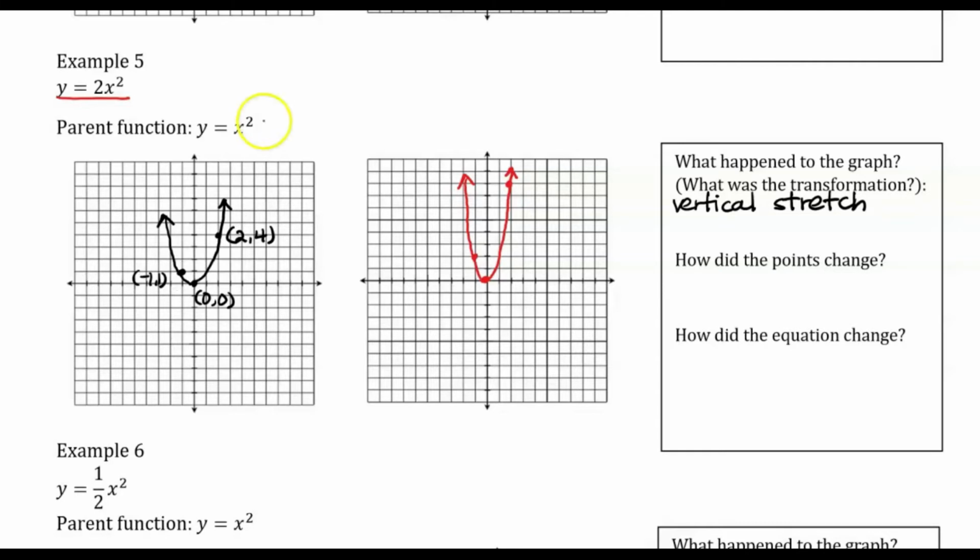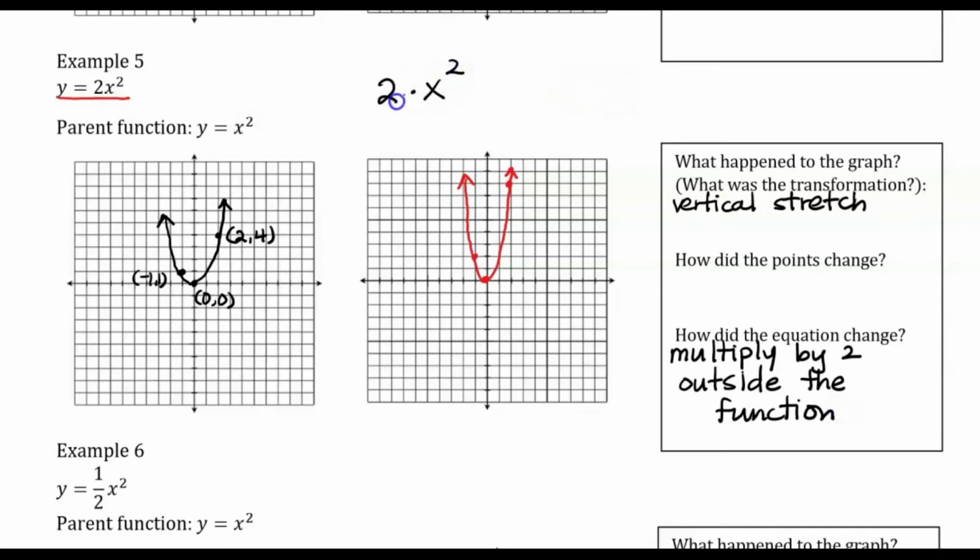How did the equation change? How did we go from that equation to that equation? Well, we multiplied by 2. And we multiplied by that 2 on the outside of the function. So just another quick example of why I'm saying outside here. There's a difference between multiplying x squared by 2 on the outside to give you a 2x squared and multiplying x squared by 2 on the inside to put the 2 on the inside with the x. These two things are not the same. So that 2 is happening on the outside.